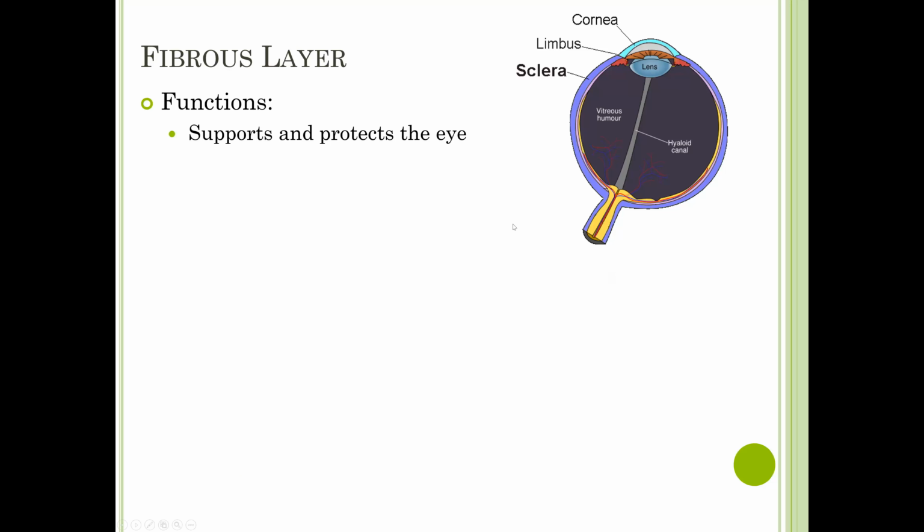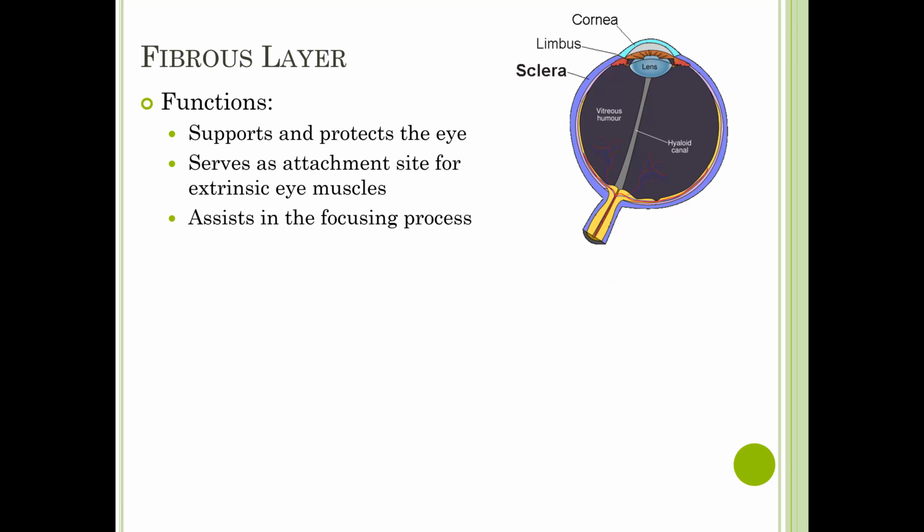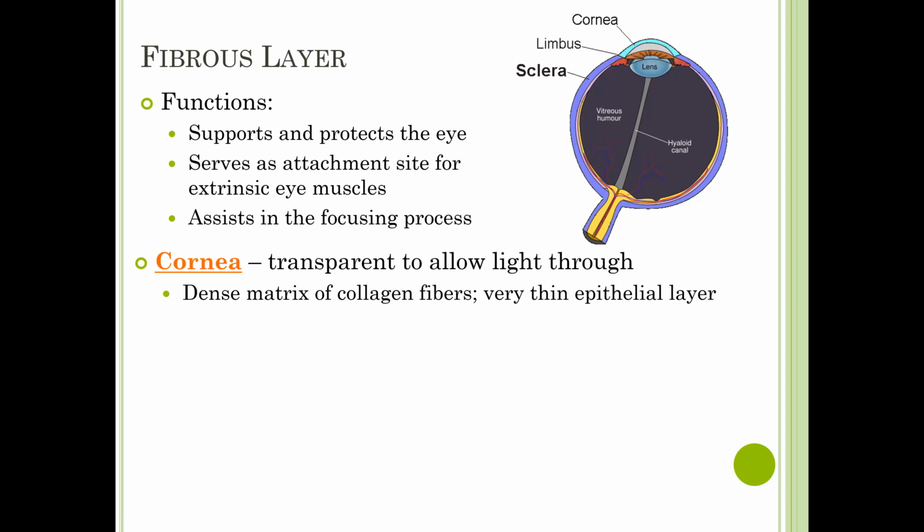So remember, the fibrous layer is composed of the cornea and sclera, and it functions to support and protect the eye, to serve as an attachment site for the extrinsic eye muscles, and it also helps to assist with the focusing process. So if we look at just the cornea, this is that transparent portion on the very anterior surface of the eye. It's transparent to allow light to pass through, and it's made up of a dense matrix of collagen fibers that are arranged so that they don't interfere with the passage of light. And as I mentioned before, it also has a very thin epithelial layer that surrounds it.